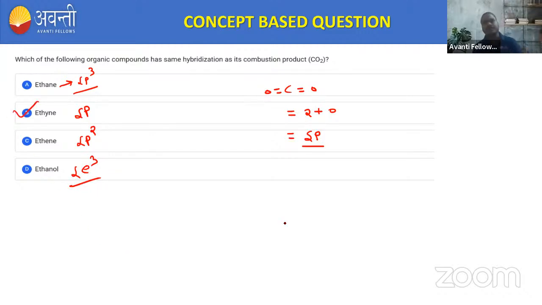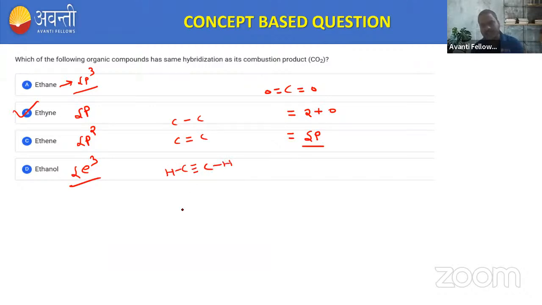Obviously ethyne, because CO2 has sp hybridization and ethyne also has sp hybridization. Everyone knows this. How can we say the hybridization of ethane is sp3 and ethyne is sp? Because we know that a carbon-carbon single bond always has sp3 hybridization, a carbon-carbon double bond sp2, and a carbon-carbon triple bond sp. Let me calculate for ethyne.